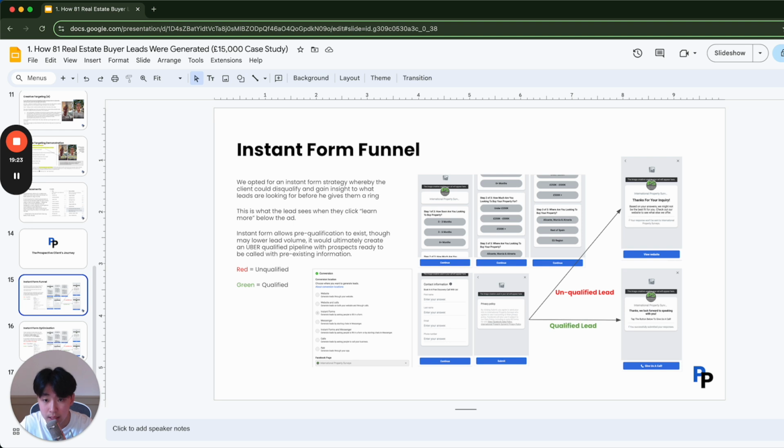Cool, let's now go through the prospective client's journey. So this is the instant form funnel method, right? So we opted for an instant form strategy whereby the client could disqualify and gain insight to what leads we're looking for before he gives them a ring.